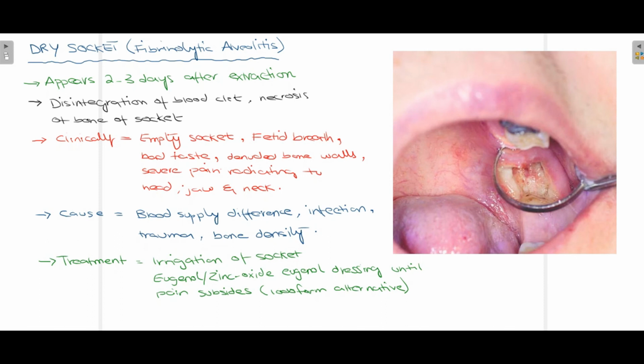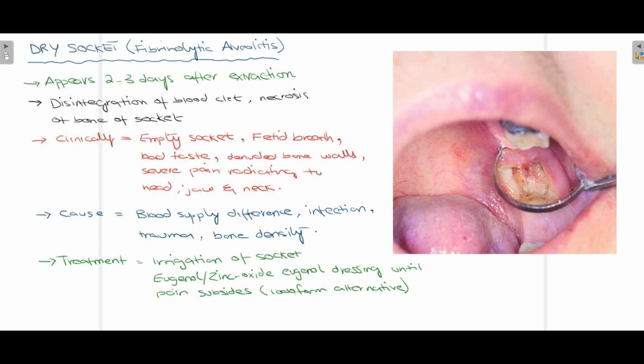Now, how do we manage a patient that has been clinically diagnosed with dry socket? Firstly, we perform irrigation of the socket. By performing irrigation, we try to remove all of the debris and necrotic bone that is present at the base of the socket and all around the socket. So we try to remove it and clean it all over.